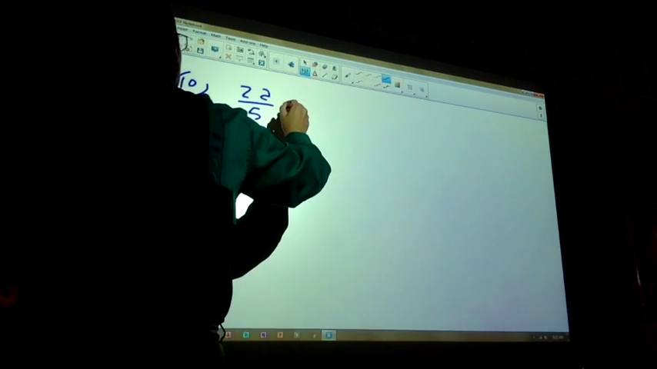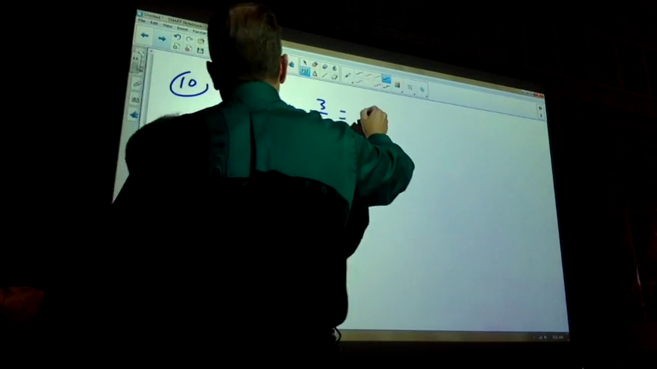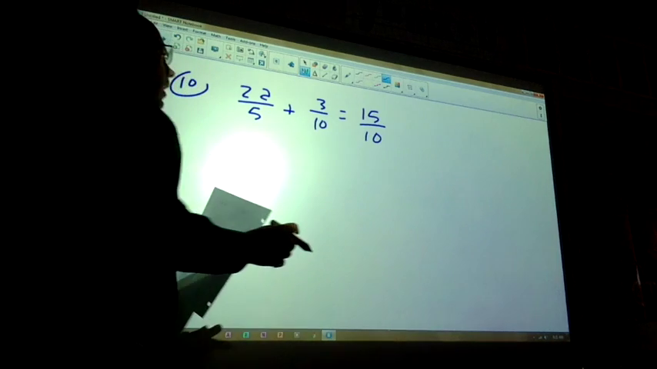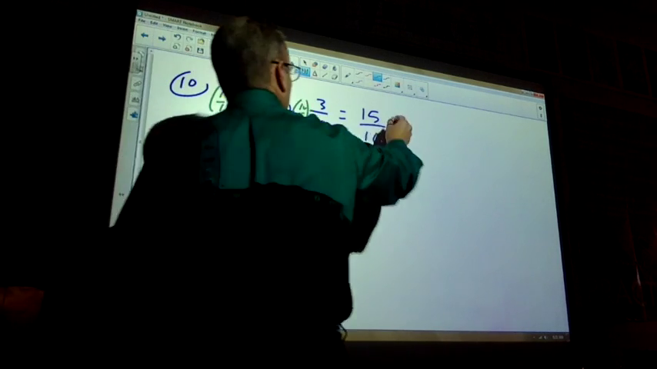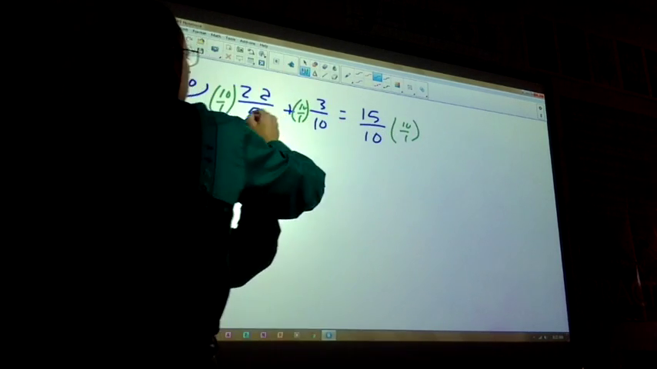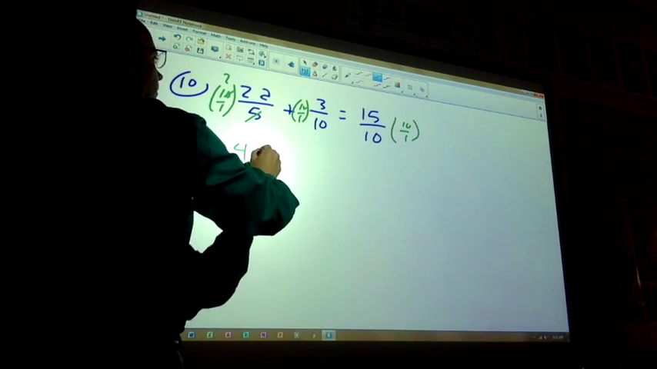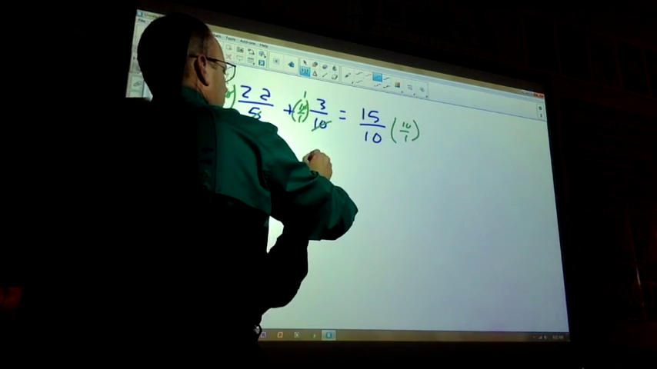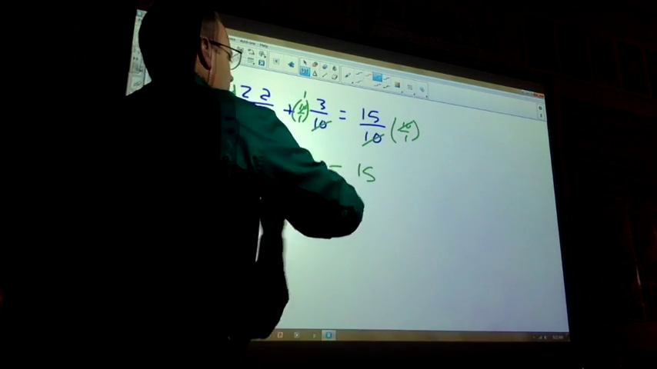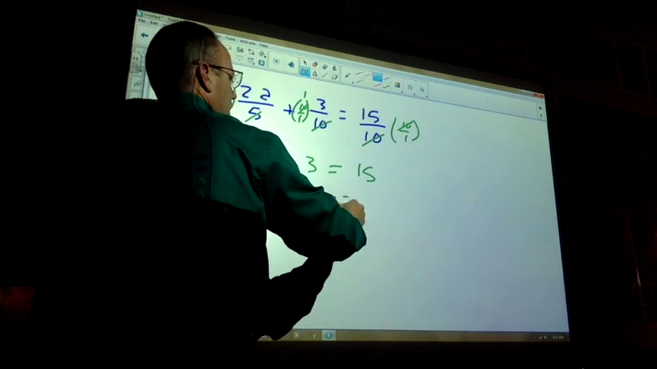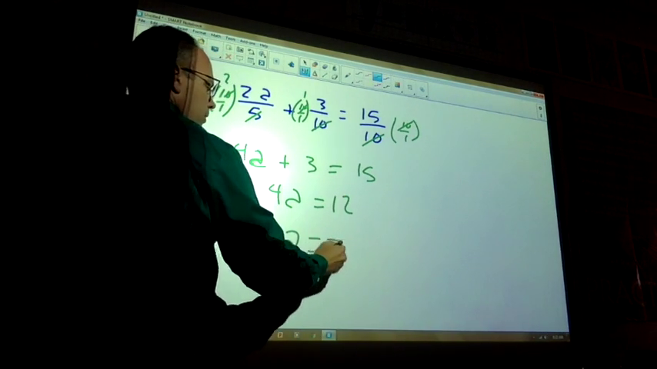2a over 5 plus 3 over 10 equals 15 over 10. What's the smallest number that 5 and 10 will go into? 10. Okay. And all three terms I'll multiply by 10 over 1, because all three terms are a fraction. So 5 goes into 10 twice, so I get 4a. 1 goes into 10 once, plus 3, that's an a. Equals 15. Subtract 3, 4a equals 12, and so a equals 3, because I divided both sides.